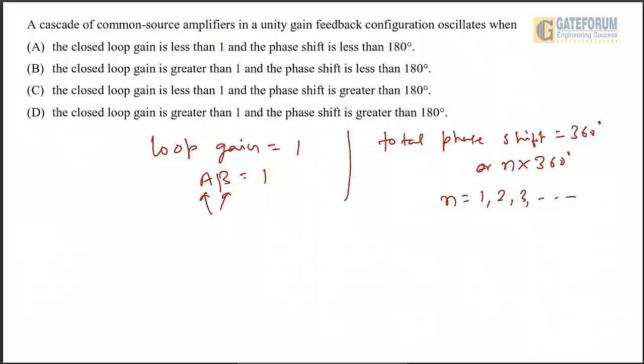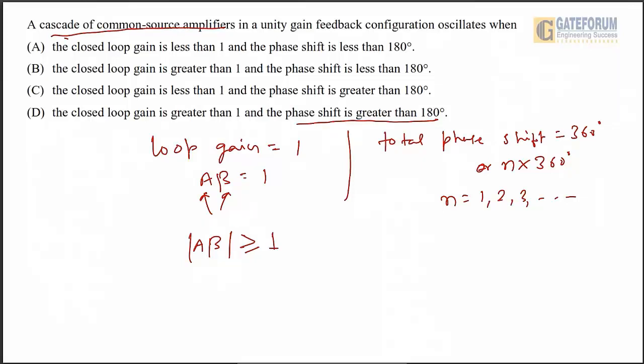For the safer side, to sustain the oscillation, we keep the magnitude of the loop gain A into beta greater than or equal to 1. So basically, to sustain the oscillation, the product must be greater than or equal to 1, and the phase shift should also be greater than or equal to 360 degree. Here, as per the options, it is mentioned phase shift greater than 180 degree. It means 180 degree is for one stage, but in the question it is mentioned a cascade of common source amplifiers. It means it has more than one stage.